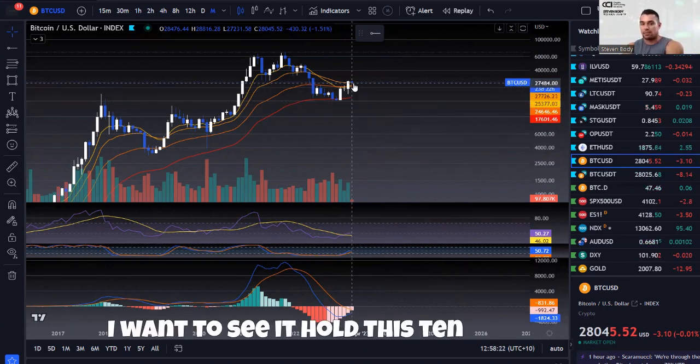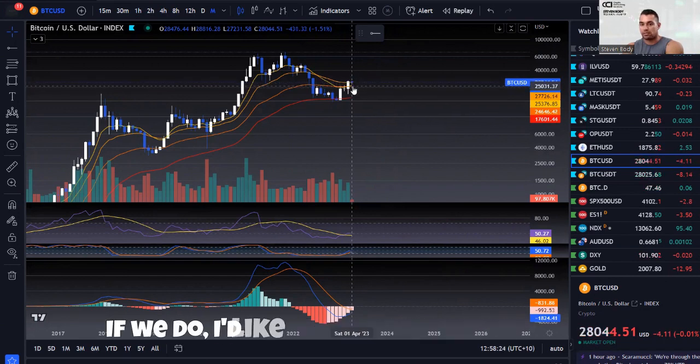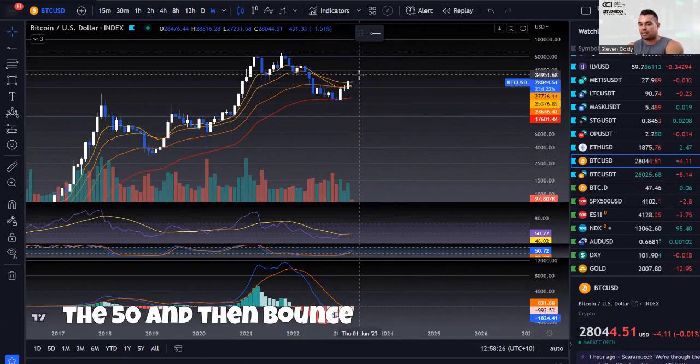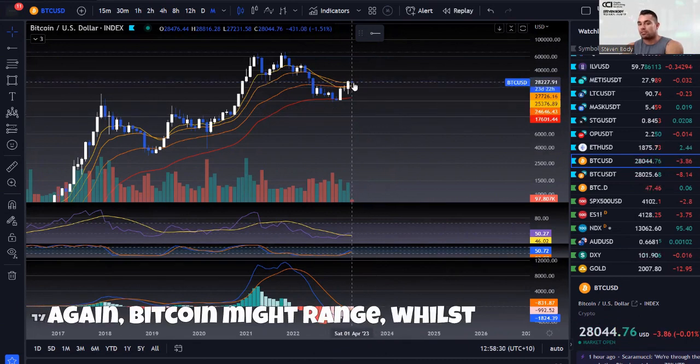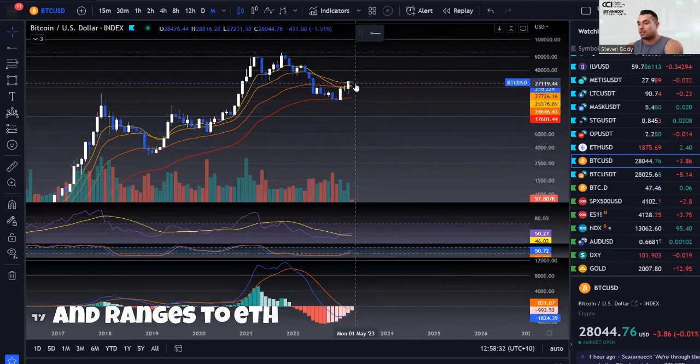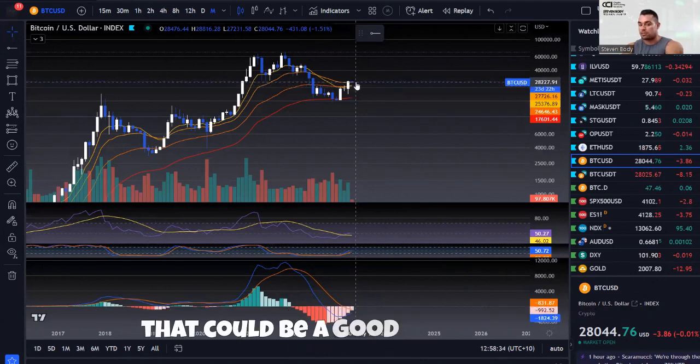I want to see it hold this 10 EMA. I don't want to see it fall below. If we do, I'd like to see it touch the 20 on the 50 and then bounce out of that the month after. Again, Bitcoin might go to 32 and range as ETH and alts take over for the month. That could be a good sign as well.